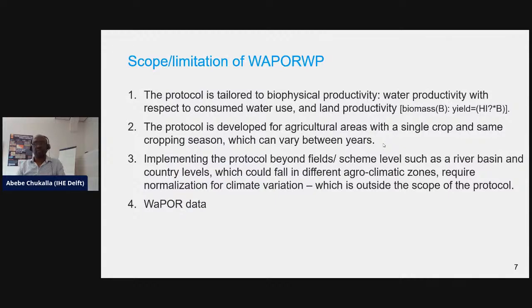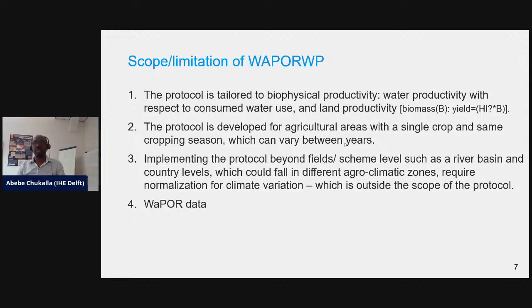And of course, there are still scope and limitations when we are applying this WaPOR WP protocol. It is just tailored to biophysical productivity, that is, water productivity defined with respect to consumptive water use, and land productivity with biomass with an assumed harvest index, as we couldn't have spatially and temporally varied values of harvest index for the same crop. And the protocol was developed for agriculture with a single crop and the same cropping season, at least for one season. If one wants to use different starting and end seasons, then multiple runs are required.